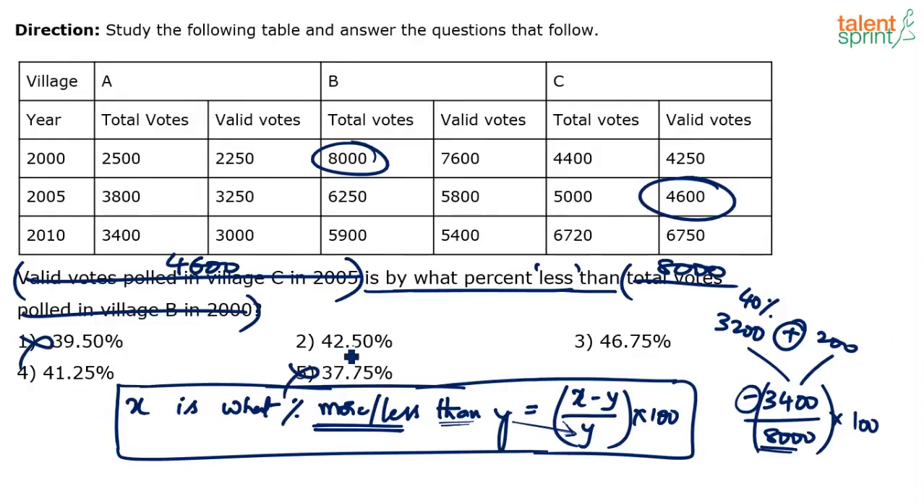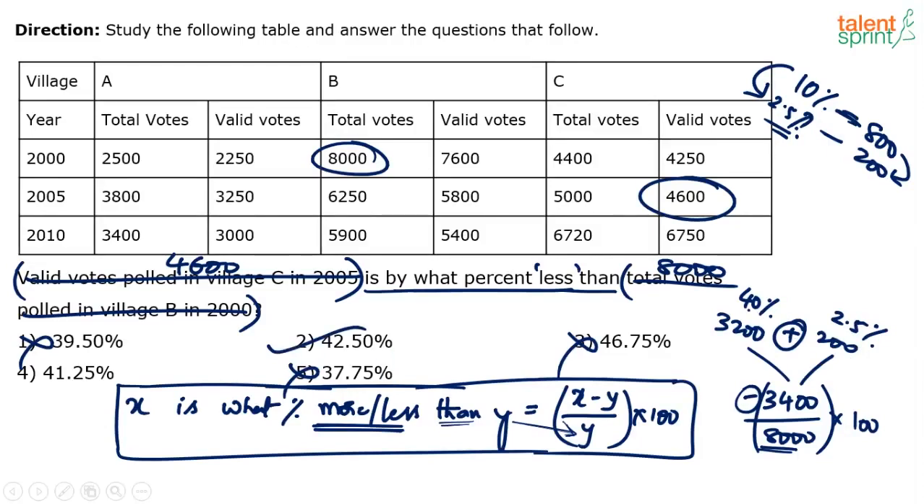More than 40, we have got 41.25, 42.5, 46.75. 46.75 is also not in the range. It should be either 41.25 or 42.5. So I think do one more step. 200 is what percentage? I know that 10% is 800. So 200 is how much? Just look at it proportionately. 200 is 1/4 of 800. 800 by 4 will give you 200. So similarly 10 by 4 is 2.5%. So we have 40% plus 2.5%, 42.5%. Option 2 is the precise answer.